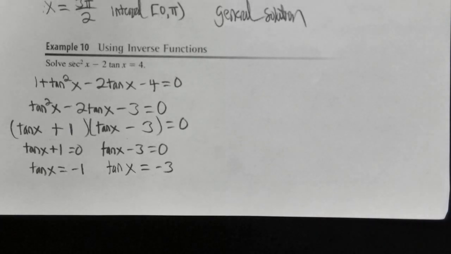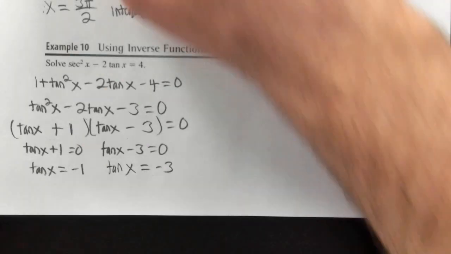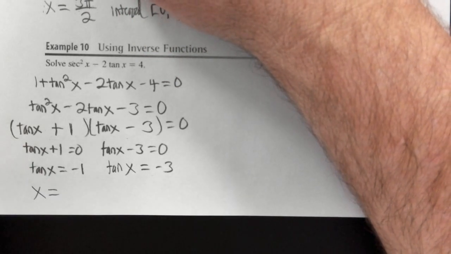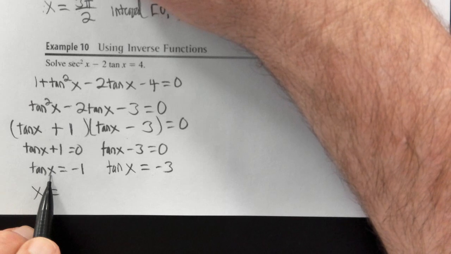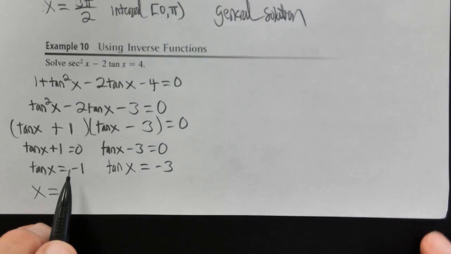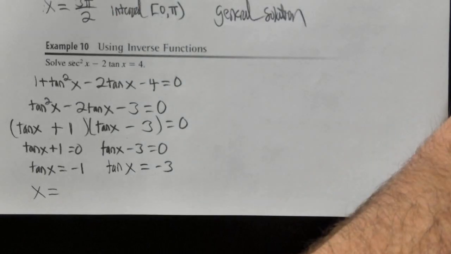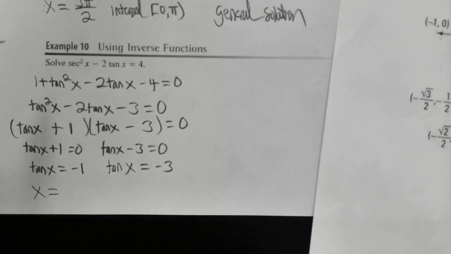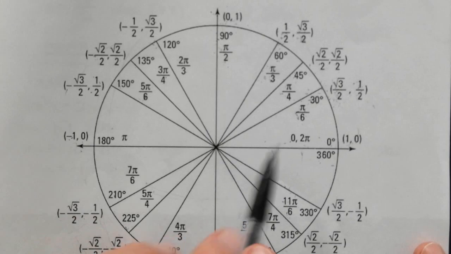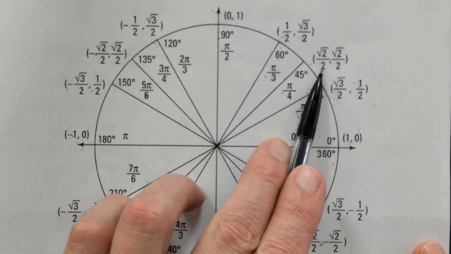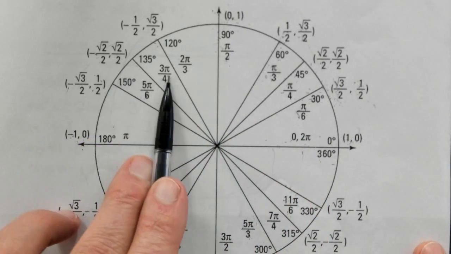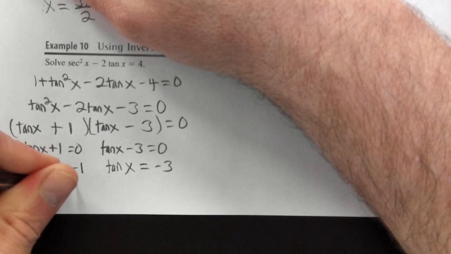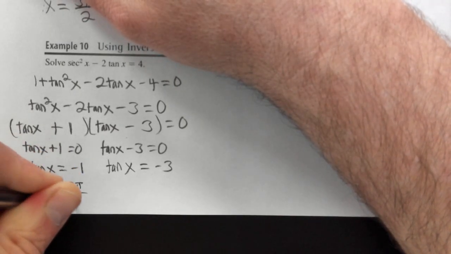And so to finish that now, let's see what we've got. Okay, so here I've got x equals, so I need angles whose tangent is negative 1. Angles whose tangent is negative 1. I feel like we just kind of ran into that a few minutes ago, didn't we? Angles whose tangent is negative 1, that's positive 1, that's negative 1. So it is at 3 pi over 4. So 3 pi over 4.